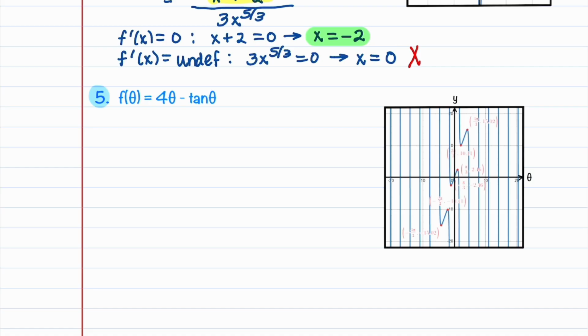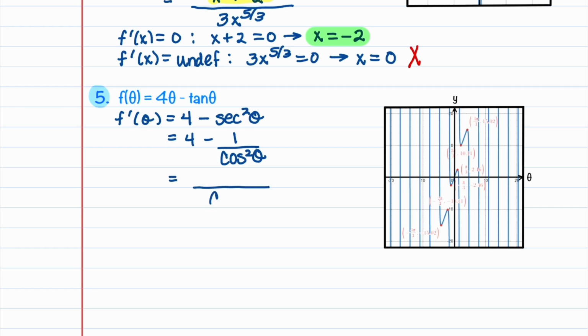We're going to start by taking the derivative. So we have f prime of theta is equal to the derivative of 4 theta, which is just 4. And then we subtract the derivative of tangent, and that derivative is secant squared theta. Now, I don't know about you, but I don't really have the secant values memorized. So let's see if we can change this derivative to be in terms of cosine instead of secant. So let's set secant squared to be 1 all over cosine squared theta. Now we can go ahead and get a common denominator, cosine squared theta.